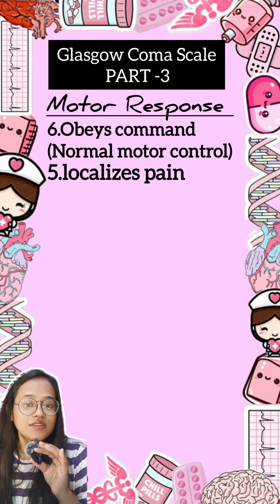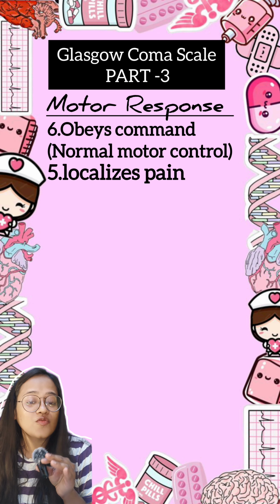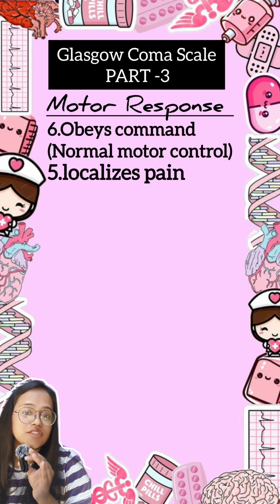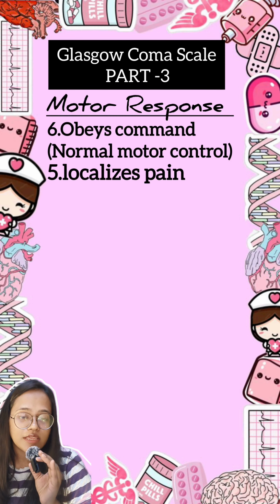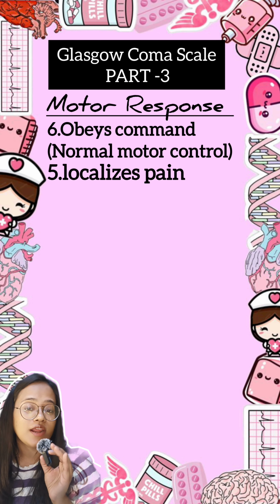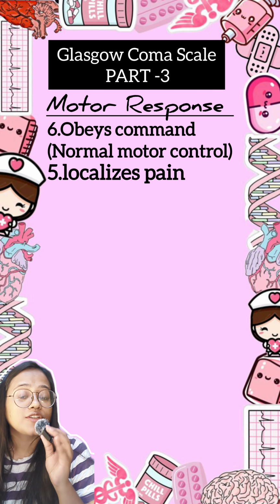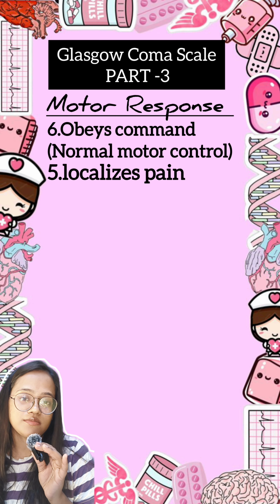Score 5 is given for localizes pain, which means the patient tries to remove the source of pain. This shows the brain can recognize the pain and purposefully react to it. For example, when you apply a pain stimulus like pressing the nail bed, the patient uses their hands or arms to reach towards the pain or try to push your hand away or try to stop the painful stimulus.